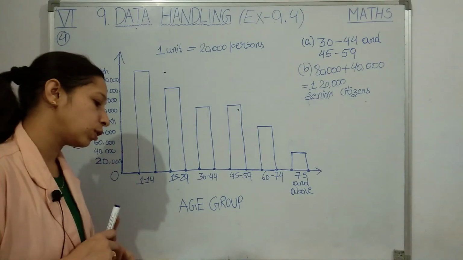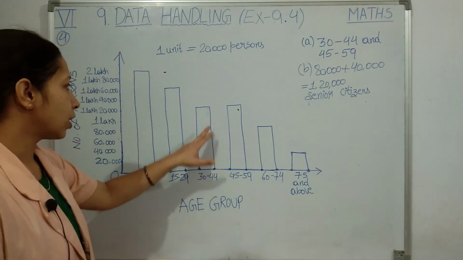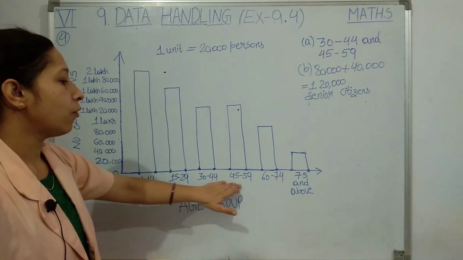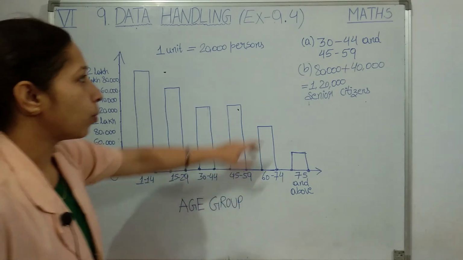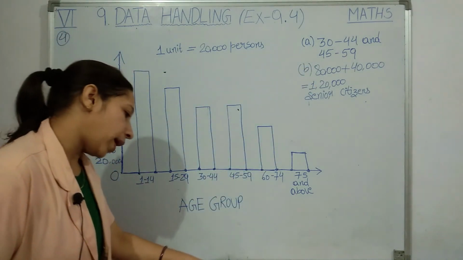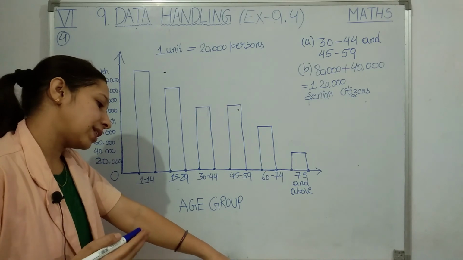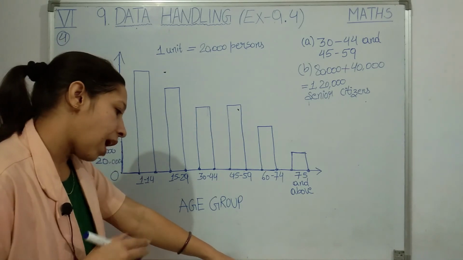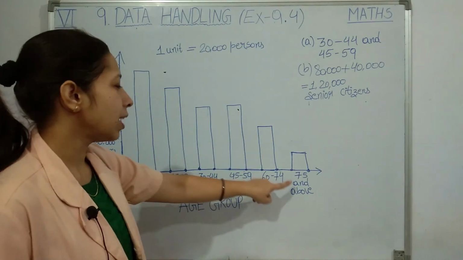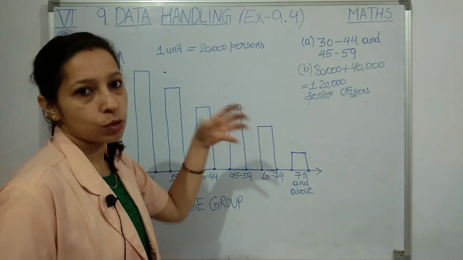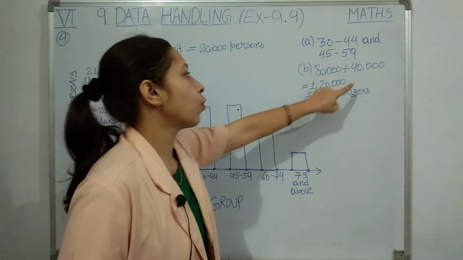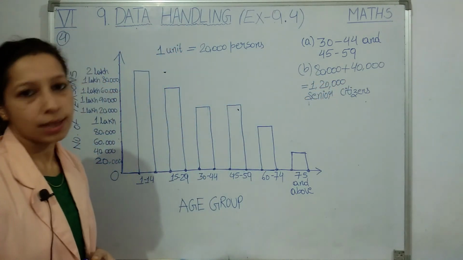Understood students? Now the first question was which two age groups have the same population? You can see here the same bars are there, na? Their lengths are the same. So age groups 30 to 44 and 45 to 59 have the same population. So here the first answer I have written is 30 to 44 and 45 to 59. Then point B, all persons in the age group of 60 and above are called senior citizens. How many senior citizens are there in the town? You can see the 60 to 74 population is 80,000, and 75 and above population is 40,000. So both these groups come under senior citizens. So I have taken 80,000 plus 40,000, so 1,20,000 is the number of senior citizens.